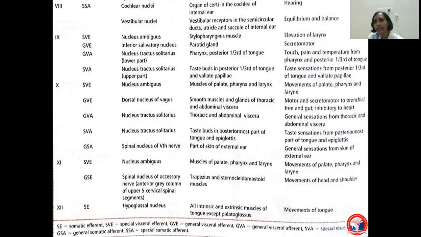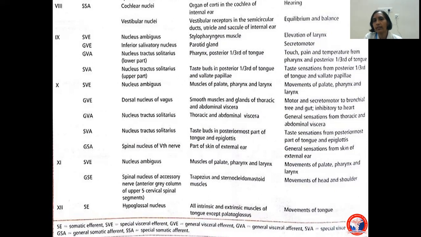Now we move on to the next cranial nerve, that is the 10th cranial nerve or the vagus. It also has both sensory and motor components. To begin with, the first component of the vagus is special visceral efferent or branchiomotor, represented by the nucleus ambiguus, and the muscles that develop from the pharyngeal arches, such as the muscles of palate, pharynx, and larynx, are innervated by the vagus nerve. So this is basically a motor component of the vagus nerve.